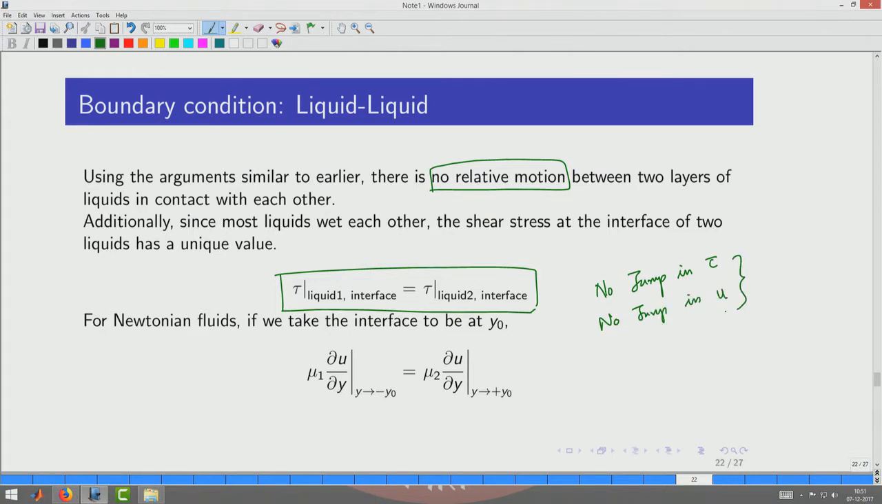So, the velocity is continuous, and then their slopes will also have no jump across, and this is also useful. Now, when you use the Newtonian fluid assumption, then the shear stress can be expanded. Then it turns out that the ratio of the gradients of the velocities is the ratio of the viscosities. So, this is how the boundary condition is defined at a liquid interface.